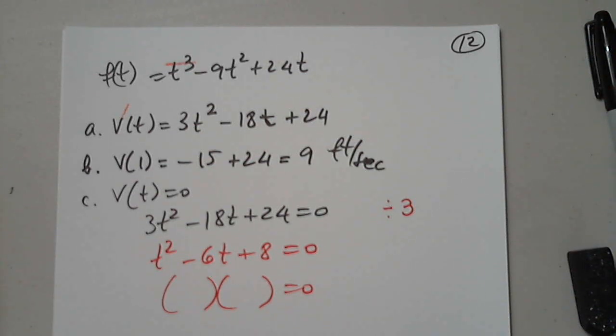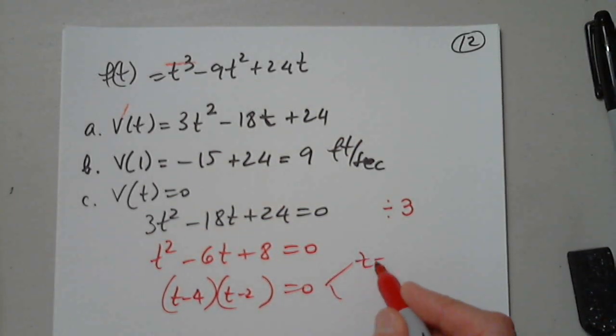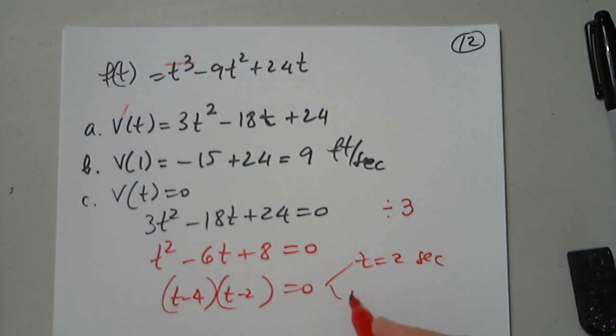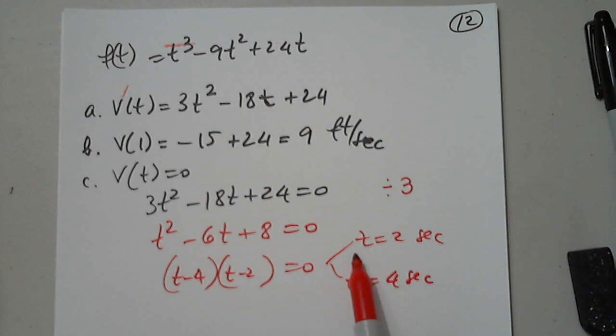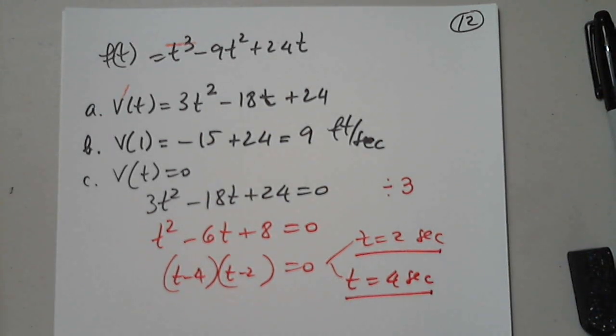What do we get? T minus 4, t minus 2. So then we have t equals 2 seconds and t equals 4 seconds. Perfect. So the particle is at rest at 2 and at 4. Okay, perfect. Okay, moving on.